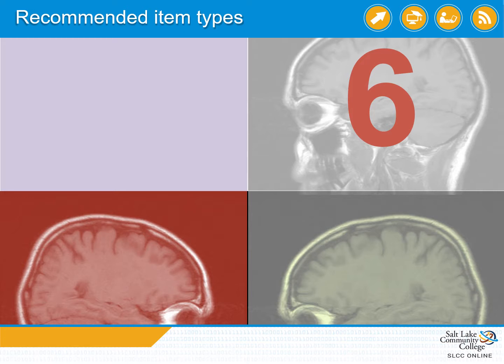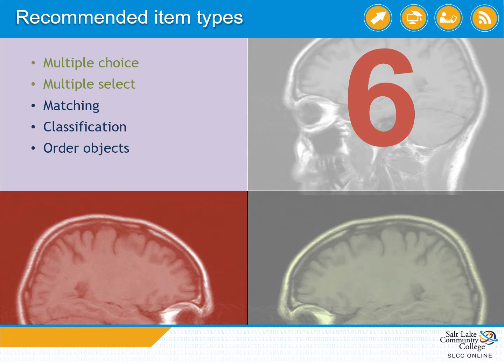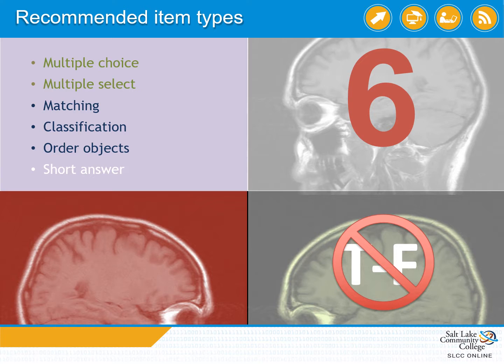Recall that the 6 recommended types are multiple choice, multiple select, matching, classification, order objects, and short answer. As a reminder, true-false items are not included on the recommended list because they are easy to guess and hard to write well.